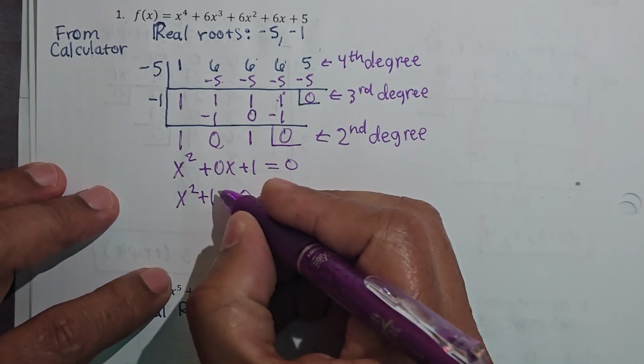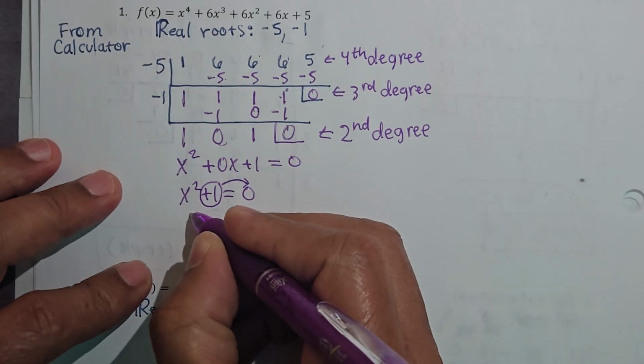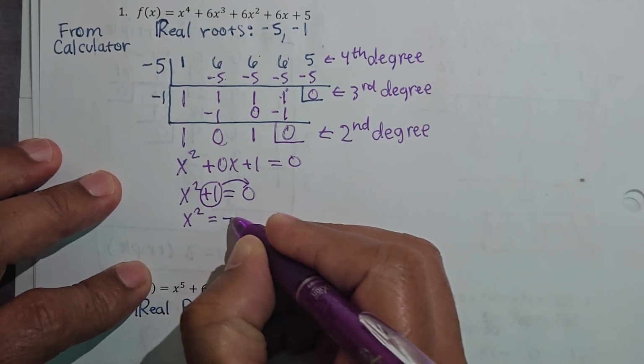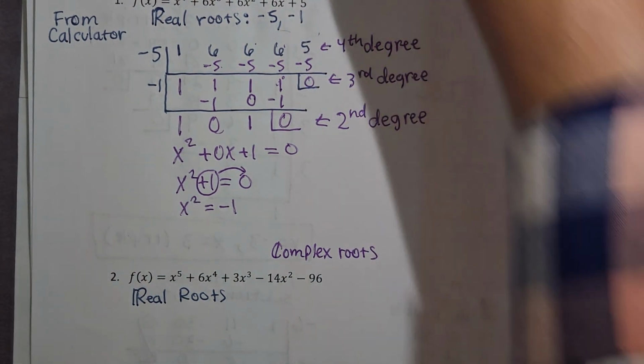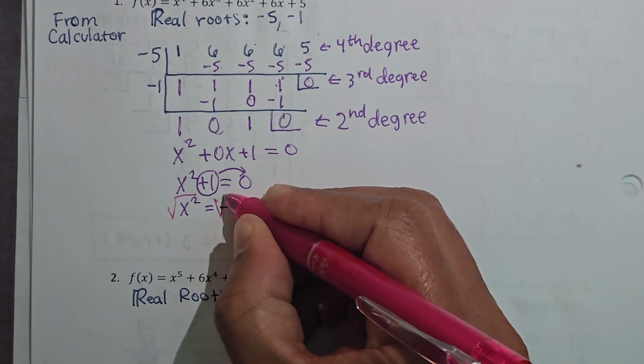Okay, I'm going to move the 1 to the other side of the equation, which means I'm going to subtract 1. So then we have that x squared equals -1. Since I want the x, not x squared, I'm going to take the square root of this side, the square root of -1.